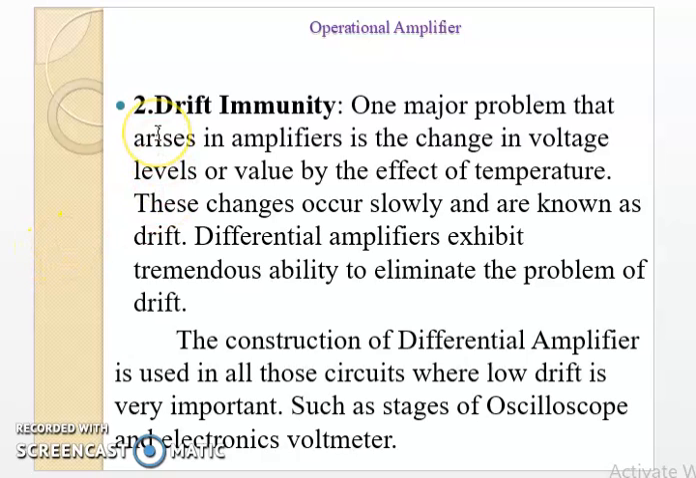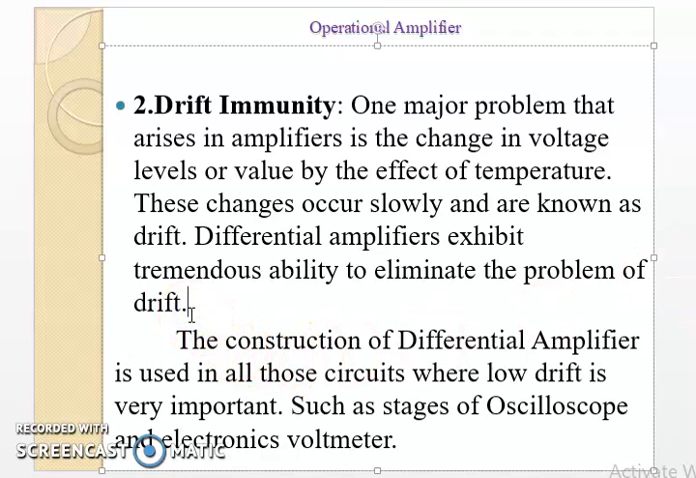The second one is very important, drift immunity. Then you may ask, what is meant by drift? One major problem that arises in amplifiers is the change in voltage level or value by the effect of temperature. These changes occur slowly and are known as drift. Differential amplifiers exhibit tremendous ability to eliminate the problem of drift.